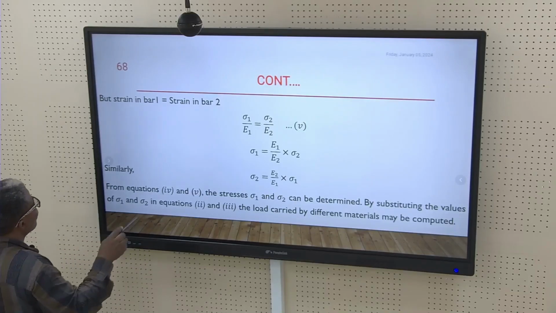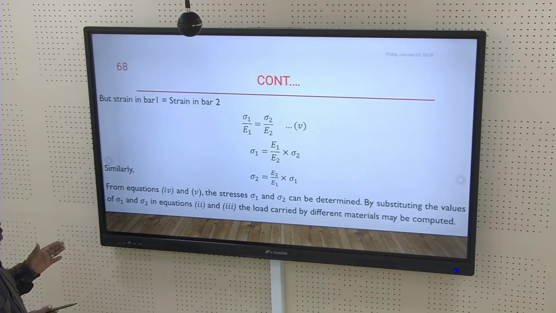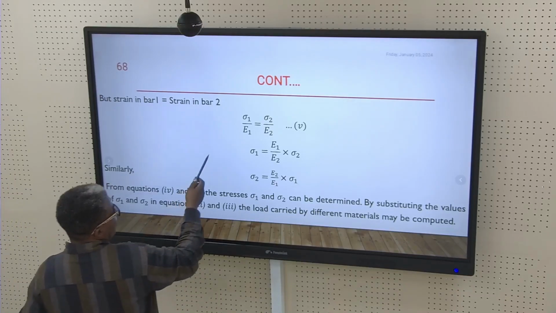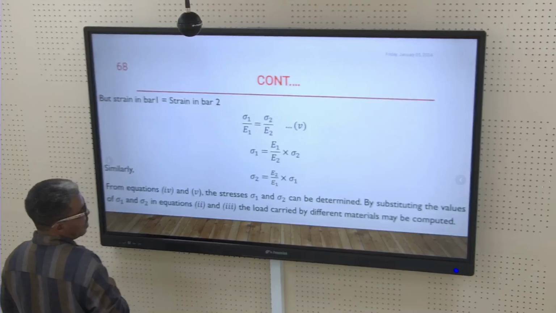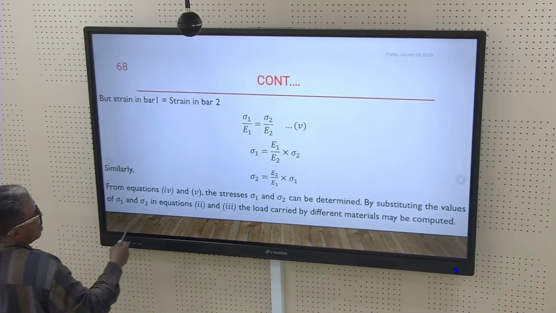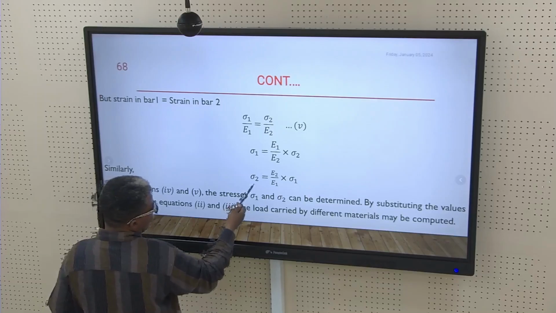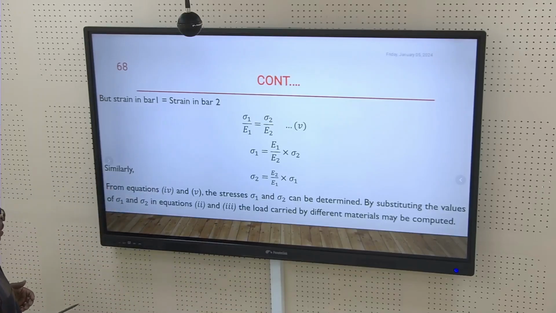Bear in mind that we have said that strain in bar 1 is equal to strain in bar 2 because they are fixed on both ends. So the increase is the same for each bar. However, they differ in material. So strain for bar 1, strain for bar 2. Making stress for bar 1 or stress for bar 2 the subject in our expression, one can come up with such a formula.